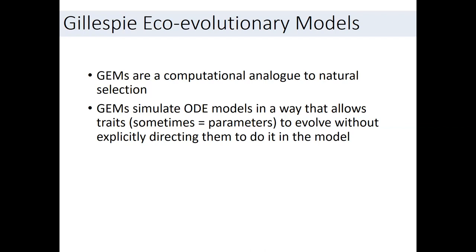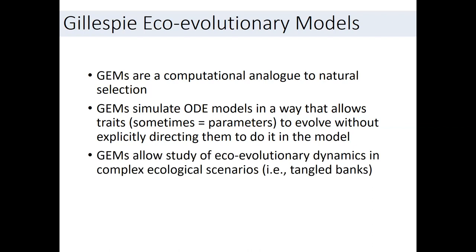point. Normally in a quantitative genetics model, or lots of ways we think about modeling evolution, we have to write down equations for it. That is a limitation. It makes it hard to do it in complicated situations. We actually get to bypass that entirely, and so we get to study eco-evolutionary dynamics in complex scenarios.